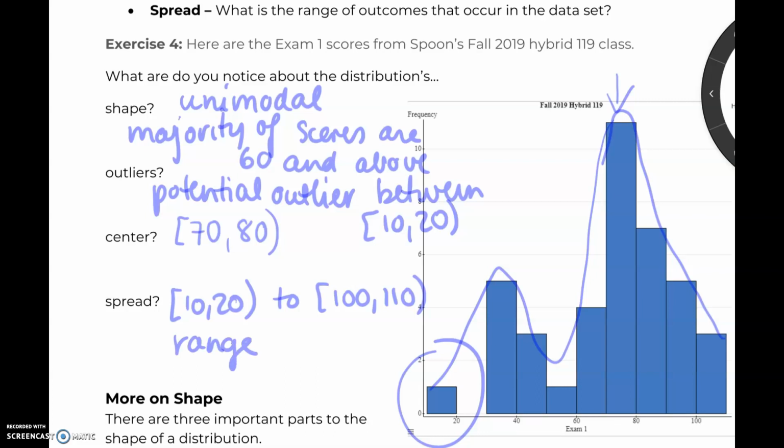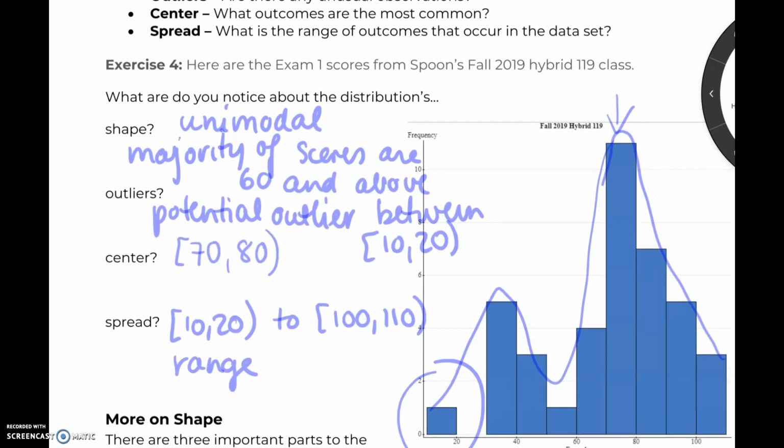Again, if we do have actual values, the range is actually just one number, and the highest score over here was actually 110. The lowest score happened to be 10, so we actually had a range of 100. This is just for your info. You can't see that from the graph. It's additional information for you.